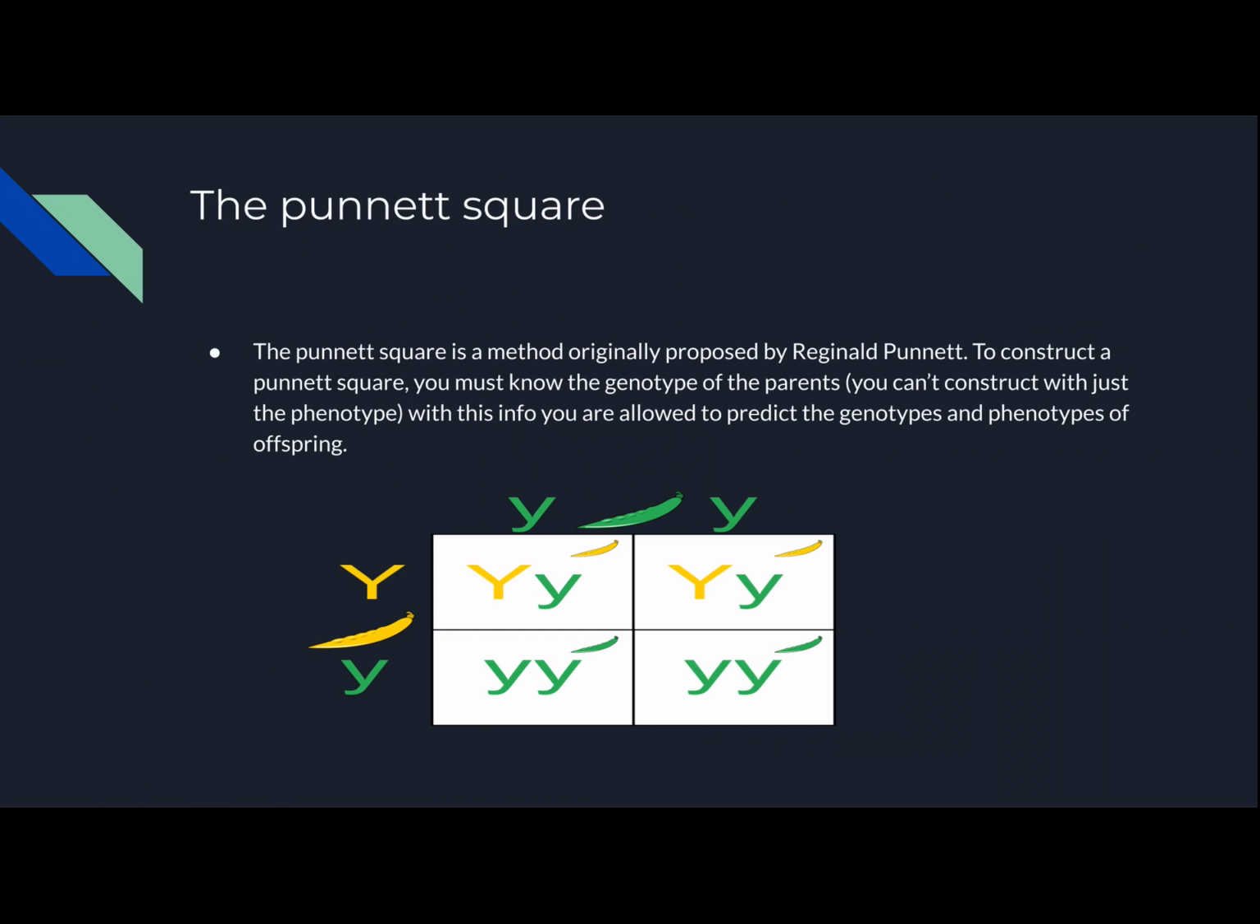So the Punnett Square. The Punnett Square is a method originally proposed by Reginald Punnett. And to construct a Punnett Square, you must know the genotypes of the parents. You can't construct it with just the phenotype. With this info, you're allowed to predict the genotypes and phenotypes of the offspring. And we can do videos of me actually constructing one and doing questions using Punnett Squares. And so here we have one hybrid, or one heterozygote, and we have one homozygous recessive, and they're just simply being crossed. And they have different alleles.